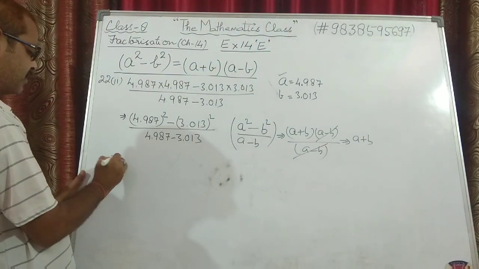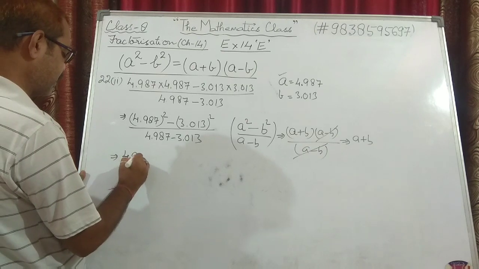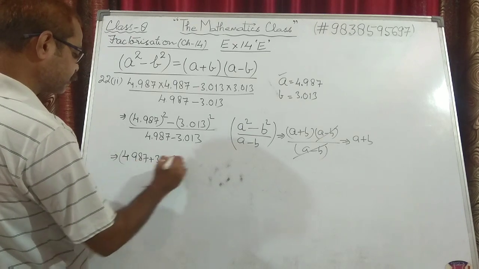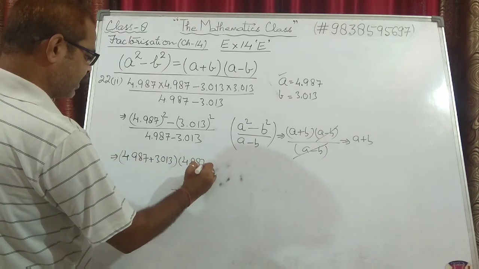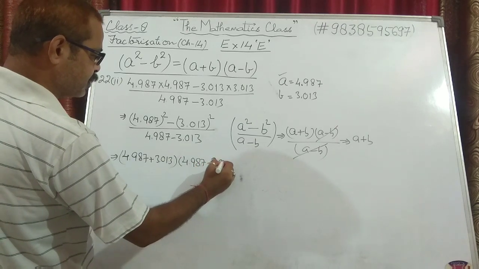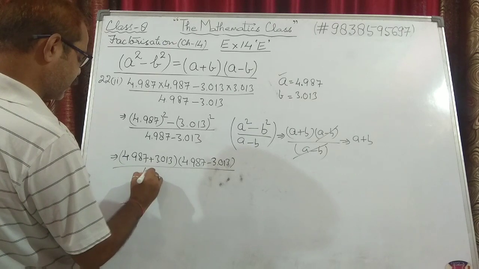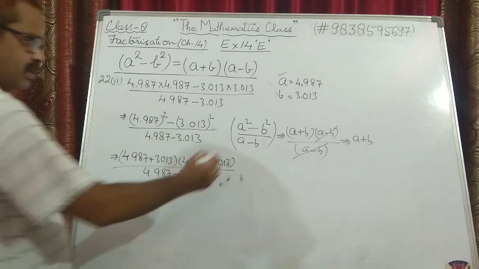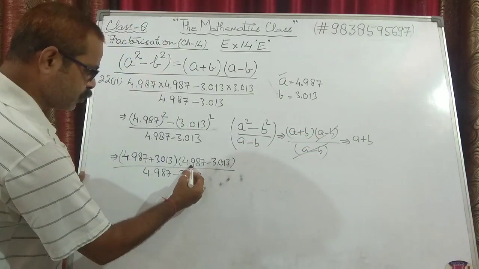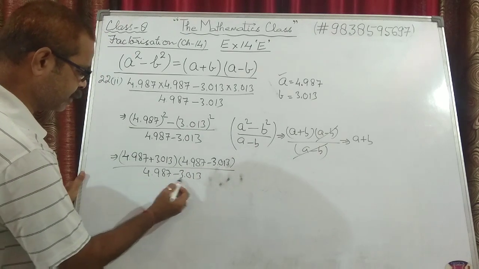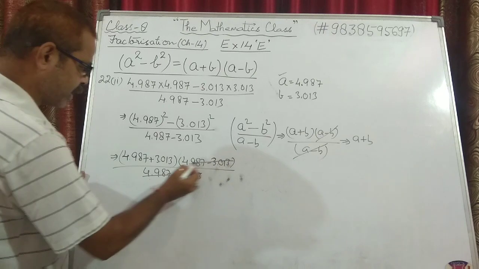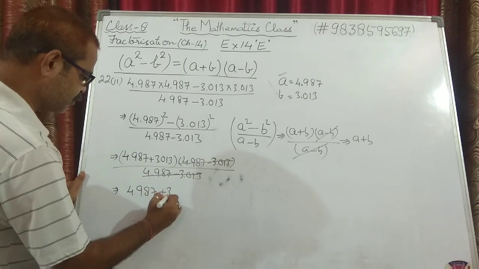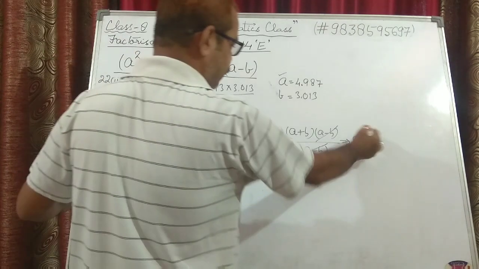So similarly, this can be written as 4.987 plus 3.013 into 4.987 minus 3.013 divided by 4.987 minus 3.013. Now you can see A minus B and A minus B cancel. This is also A minus B and the denominator A minus B, so this total value and this total value will cancel. And what will be left? 4.987 plus 3.013. Here it was left, A plus B.